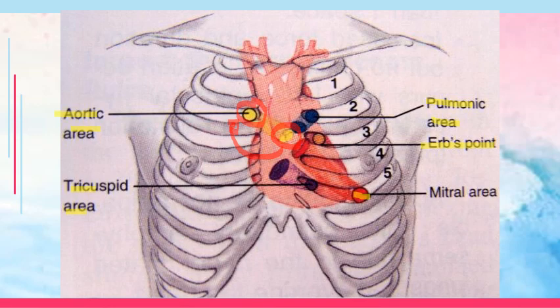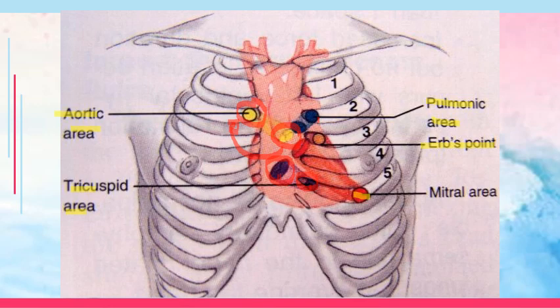For example, the pulmonic area. Then you also have your tricuspid valve here, or tricuspid area. If you want to assess the tricuspid valve, you could not just place your stethoscope directly here. You cannot hear the tricuspid valve properly there, because your sternum is located there. You cannot hear properly through the sternum. So what you're going to do is auscultate on this area, which is your fifth ICS to the left of your sternum.